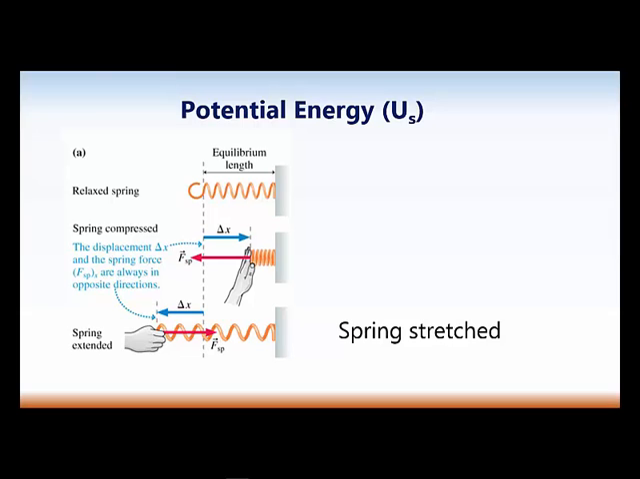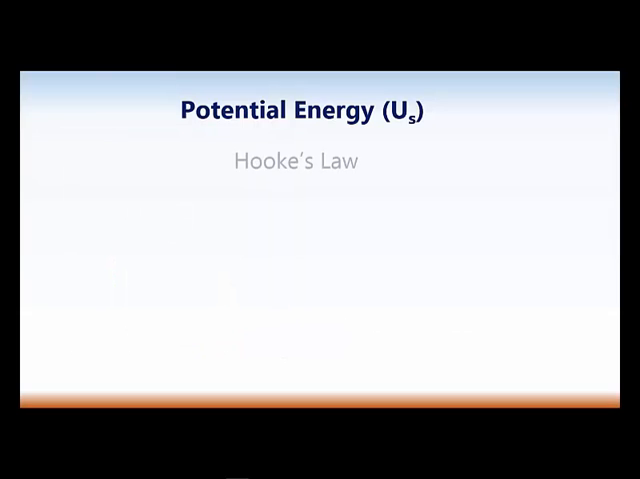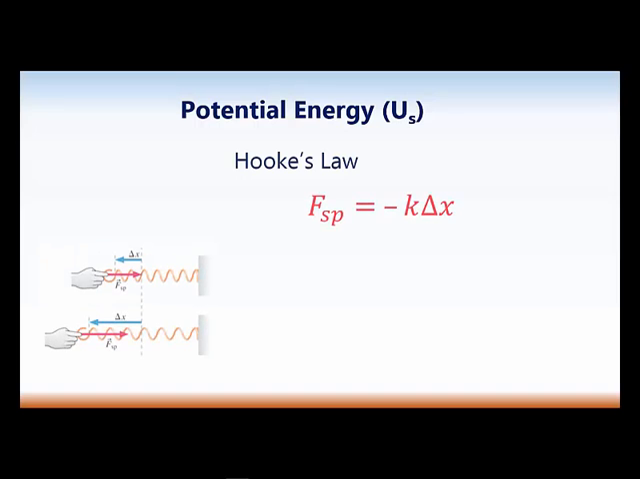So in each of the bottom two cases, when we apply a force, the spring applies a force backwards in the opposite direction. This force is explained by Hooke's law, which states that the spring force is equal to the negative spring constant times the displacement. Now let's look at the three parts of this very quickly. Delta x is the displacement, in other words, how far you stretch or compress the spring.